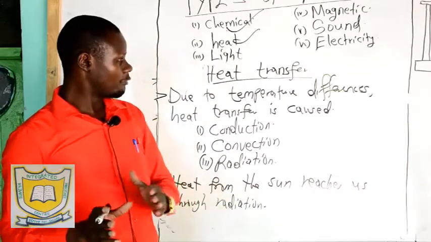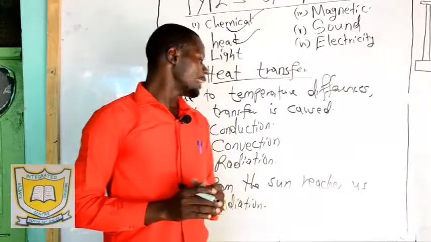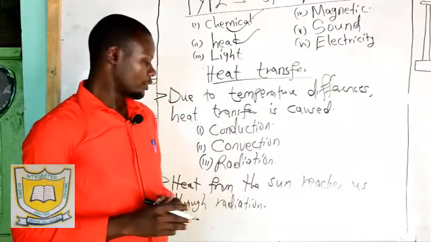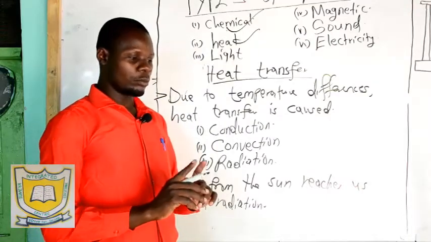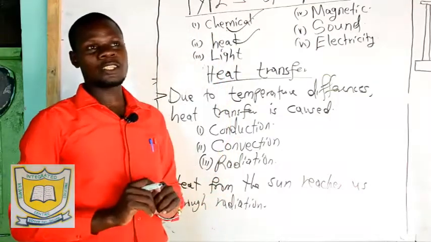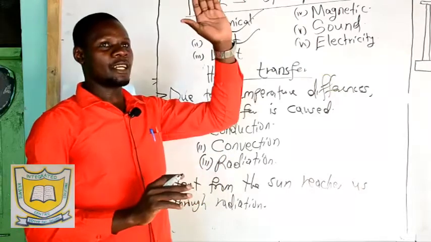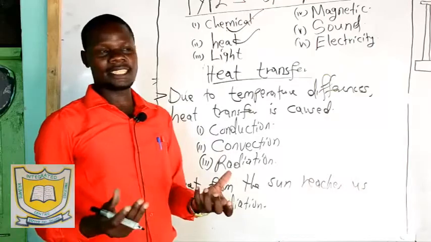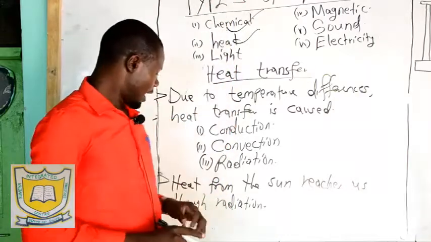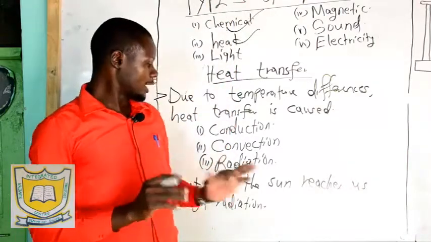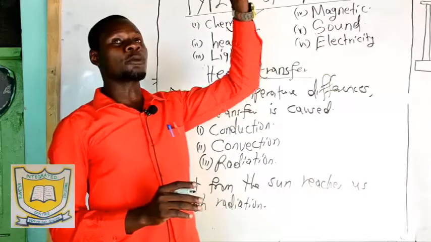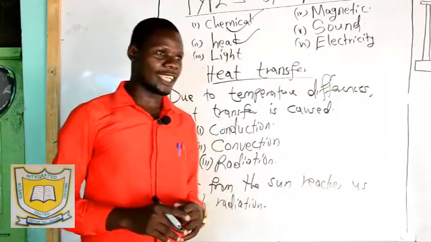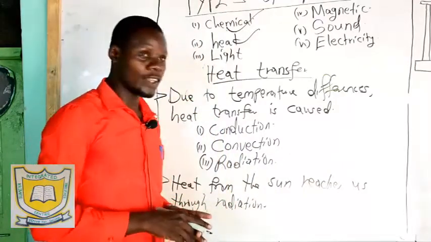Or when we have horizontal movement of heat, moving horizontally, that one is also radiation. But when heat moves from bottom to top, that one is convection, because there is movement of air. When air from the bottom is heated, it becomes less dense and then it rises with that heat, and that is what we call convection. So radiation is only when heat moves from the top to the bottom or horizontally from side to side. That one is radiation. So you have to know that difference.